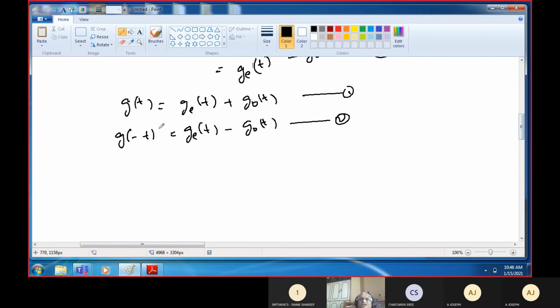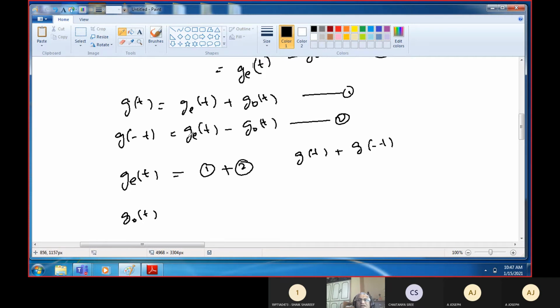Now from these two equations, it is so simple for us to find out what is ge of t and what is go of t. Very easy to find out. How do we find out? We can find out ge of t by simply adding 1 and 2. These two equations I can add. When I add, what will I get? I will get g of t plus g of minus t.